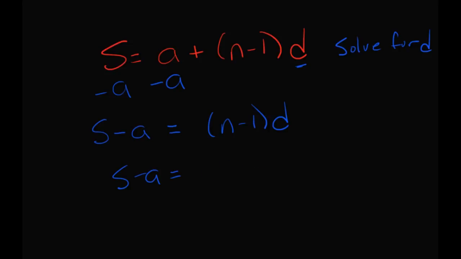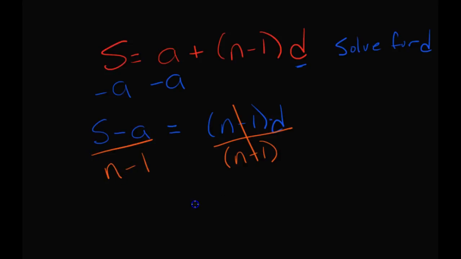I don't want to do the distributive property. But if we think about this, this is n minus 1 times d. How could I undo multiplying? We would undo it by dividing. And I'm going to divide by n minus 1. n minus 1 divided by n minus 1 is 1. So I'm going to divide the other side by n minus 1. So d is equal to s minus a over n minus 1.